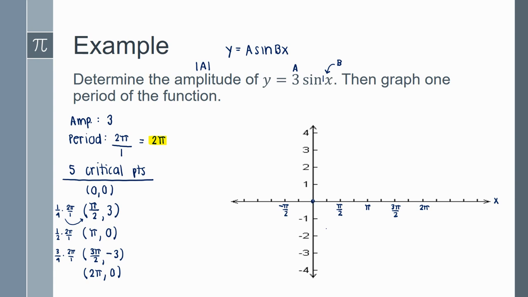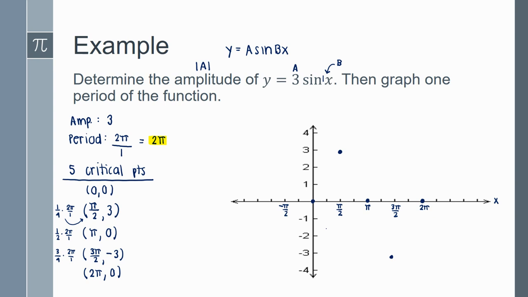So 0, 0 is here in the middle. I go over to pi over 2, and now I want to go up to 3. Over at pi, I'm back at 0. At 3 pi over 2, I got to go down to negative 3. And then at 2 pi, I'm back at 0. Now remember, I want this to be a nice curve, so don't make them V's.